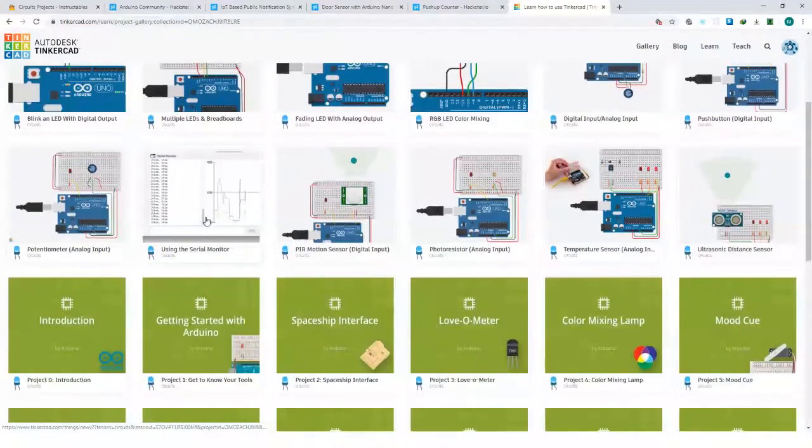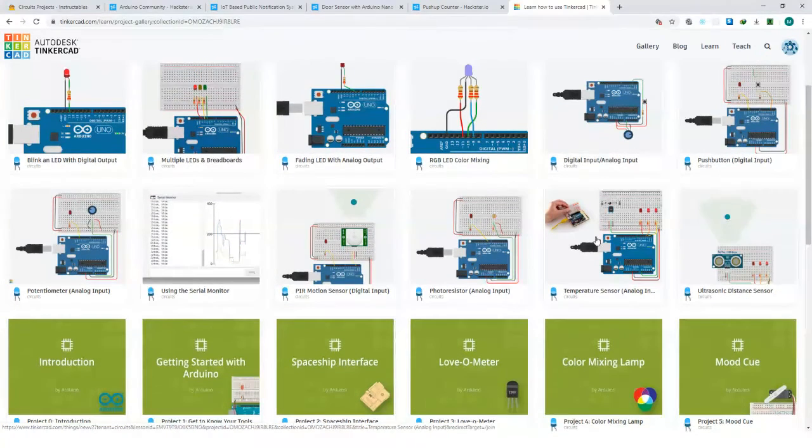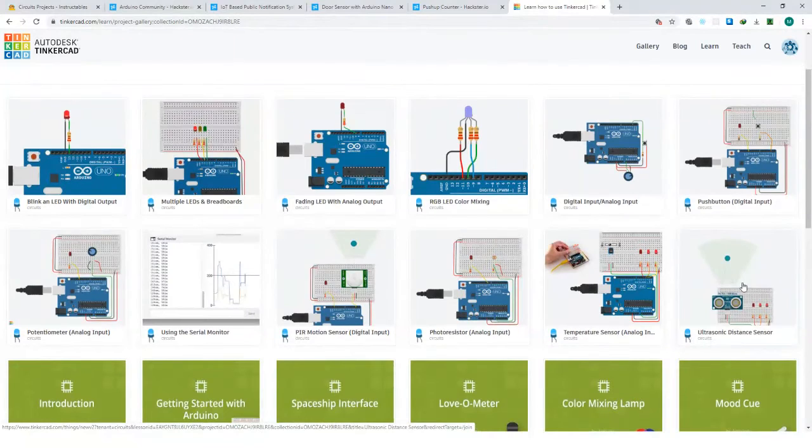So you can see some of the projects that we have been able to do here, and I want you to look very keenly because, for example, we've talked about the potentiometer. We've also talked about the PIR sensor or motion sensor. Remember, we had something on the temperature sensor, and then we've talked about the ultrasonic distance sensor. So let me just pick one of them. Let me pick the motion sensor, which is here.